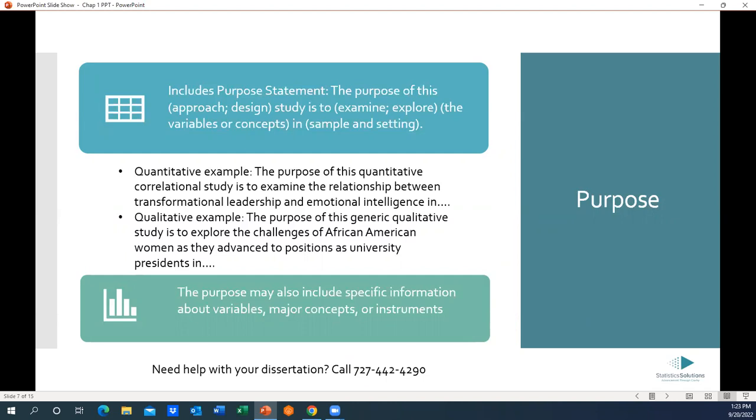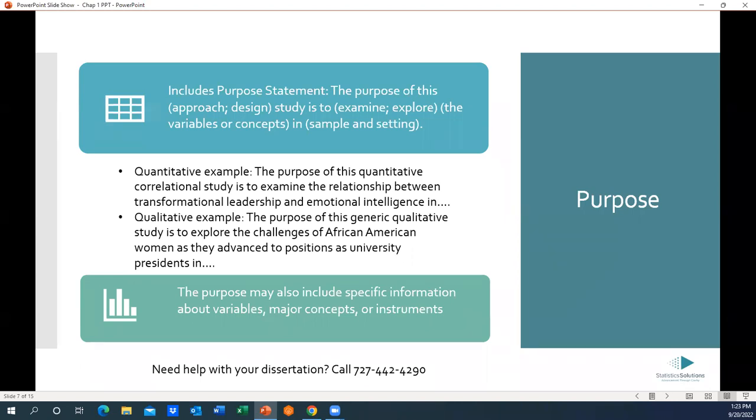The purpose statement usually has a very specific construction, so you want to follow that, right? The purpose statement begins the purpose section. It reads something like this: the purpose of this approach, design, study is to examine or explore. The verb is not so important. The concept variables in whatever sample or setting you're using, right? So that's the kind of formula.